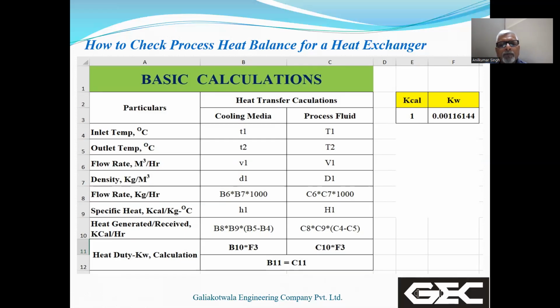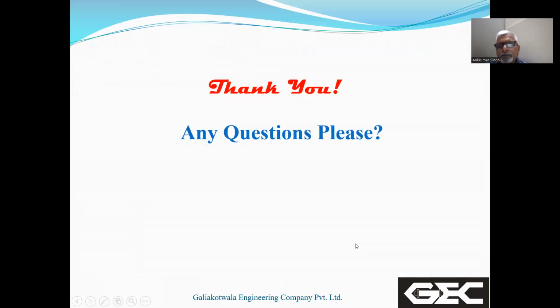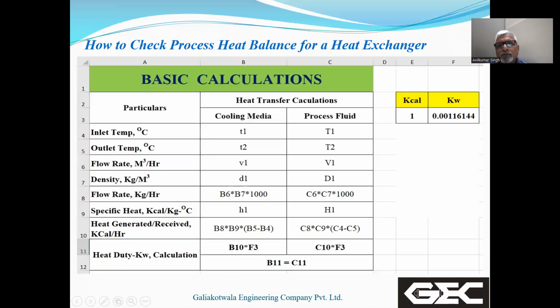In most ideal conditions, if the required process data supplied by the client are correct, then B11, that is this value, should be equal to this value. If these values are not equal, it means there is some flaw in the data collected. So before designing the heat exchanger, first the process heat is to be balanced. When the process heat balance is achieved, only then does the mechanical part of the design start.